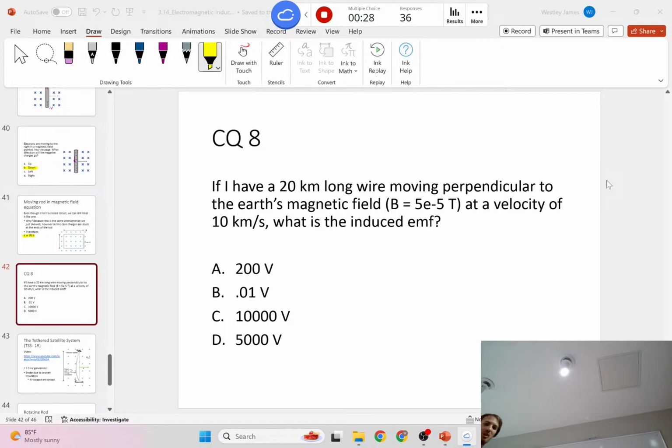So they had a super long wire in the Earth's magnetic field, which is very weak, but going super fast. Calculate the voltage that it makes. Just V equals BLV.